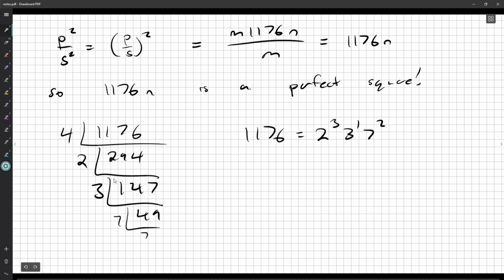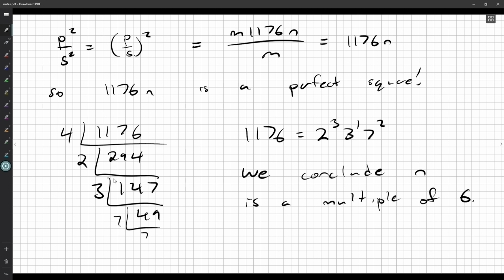So we conclude n is a multiple of 6. N's got to be a multiple of 6. Not only that, in fact, n has to be 6 times another perfect square. I'm going to call it t squared.